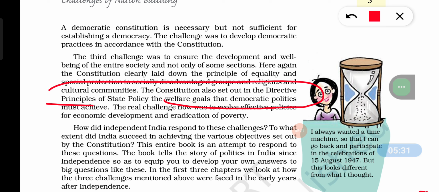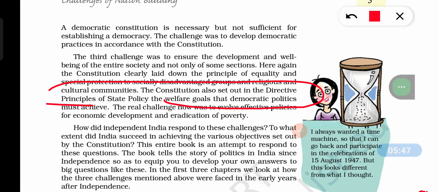They also provide better economic services, as well as education, and fulfill the people's needs. So these are the three challenges.